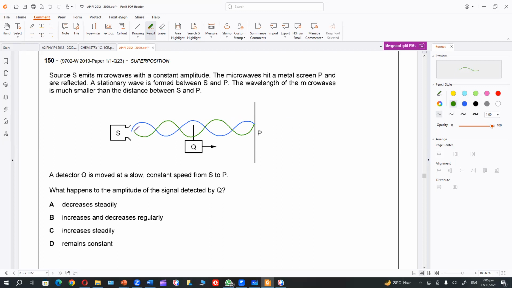This is a stationary wave formation. And we are moving from S to P. Saad is saying the answer is B. So when you move this detector, there are back-to-back maxima and minima. As there are back-to-back maxima and minima, then it will increase.